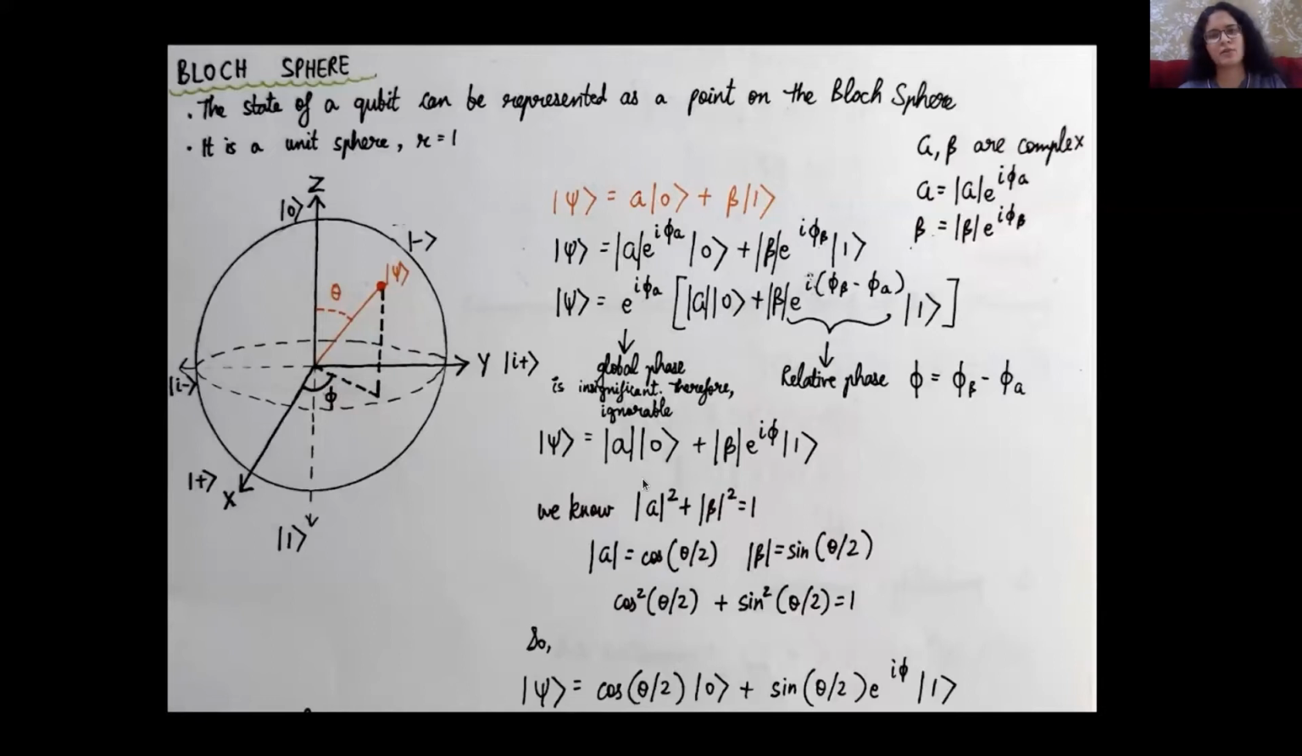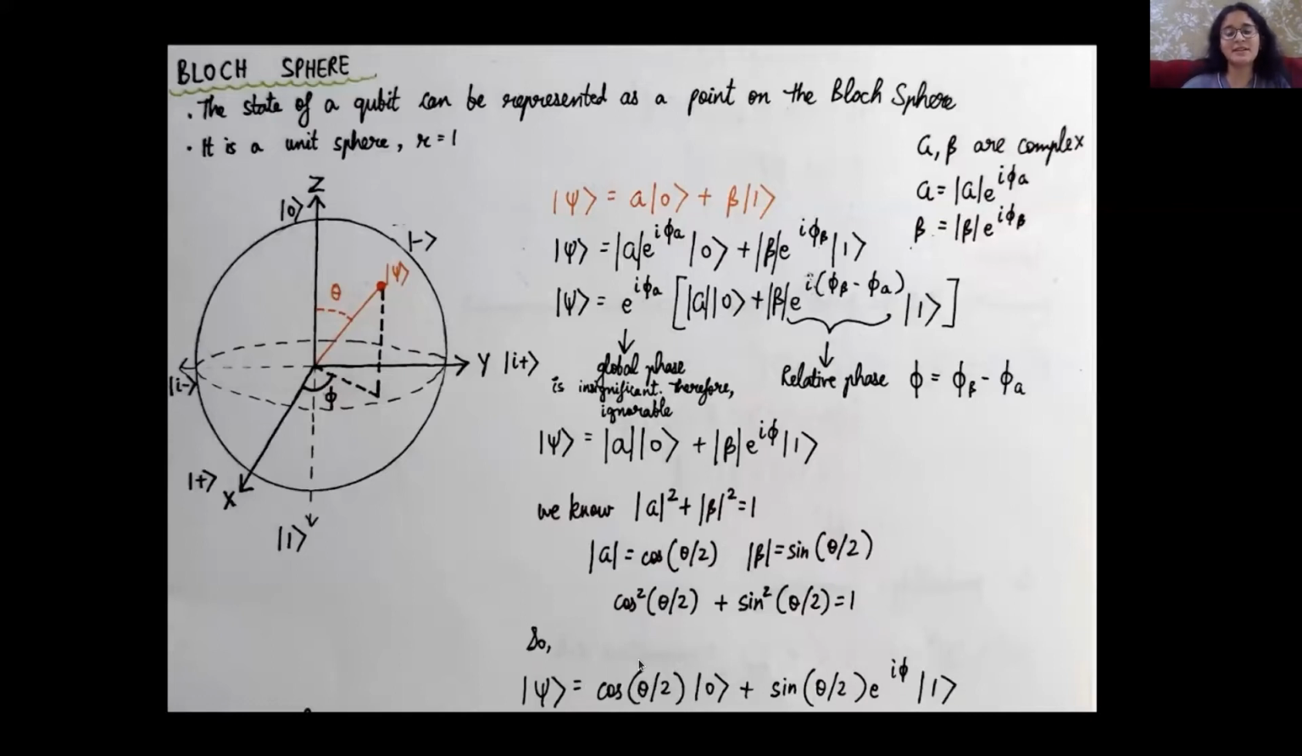Now from trigonometry, we know cos square theta plus sine square theta equals 1. And we can replace alpha with cos theta by 2 and beta with sine theta by 2 to get this particular equation, which holds true because of trigonometry. And then we can replace these new equations in our equation of the state of the qubit. So we get this new equation, which is psi ket equals cos theta by 2 into ket 0 plus sine theta by 2 into e to the power i phi into ket 1.